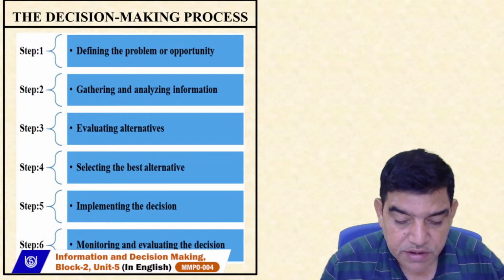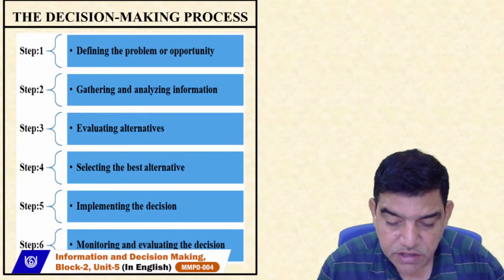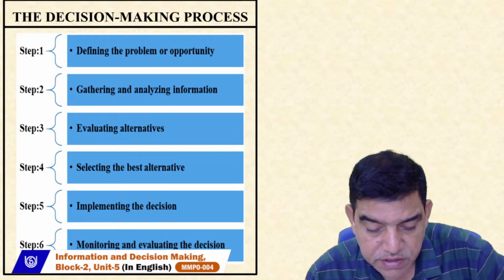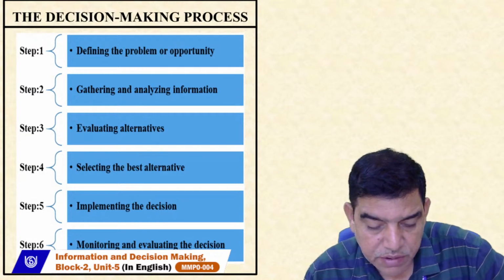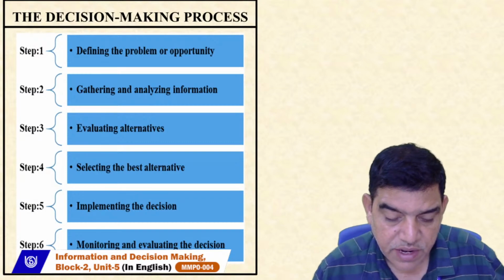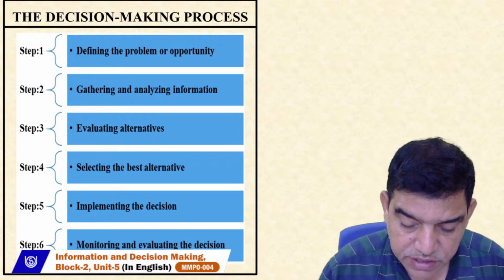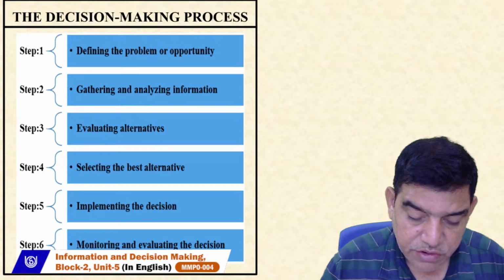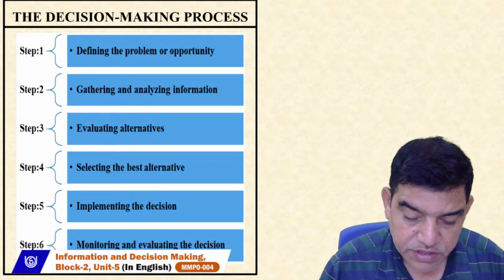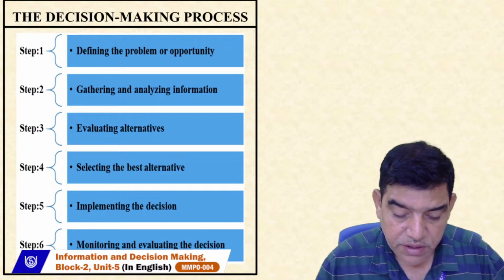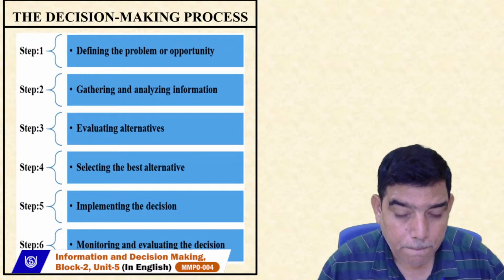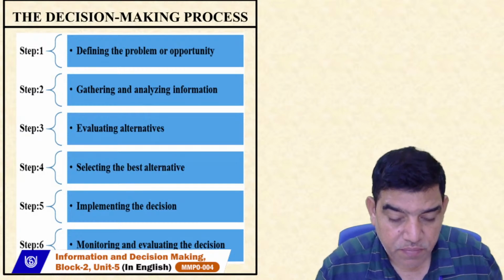Consider the feasibility of each alternative. That means, can we realistically implement each option given our available resources, time, and other constraints, and make a choice. That means you can select the good choice. Then implementing the decision.